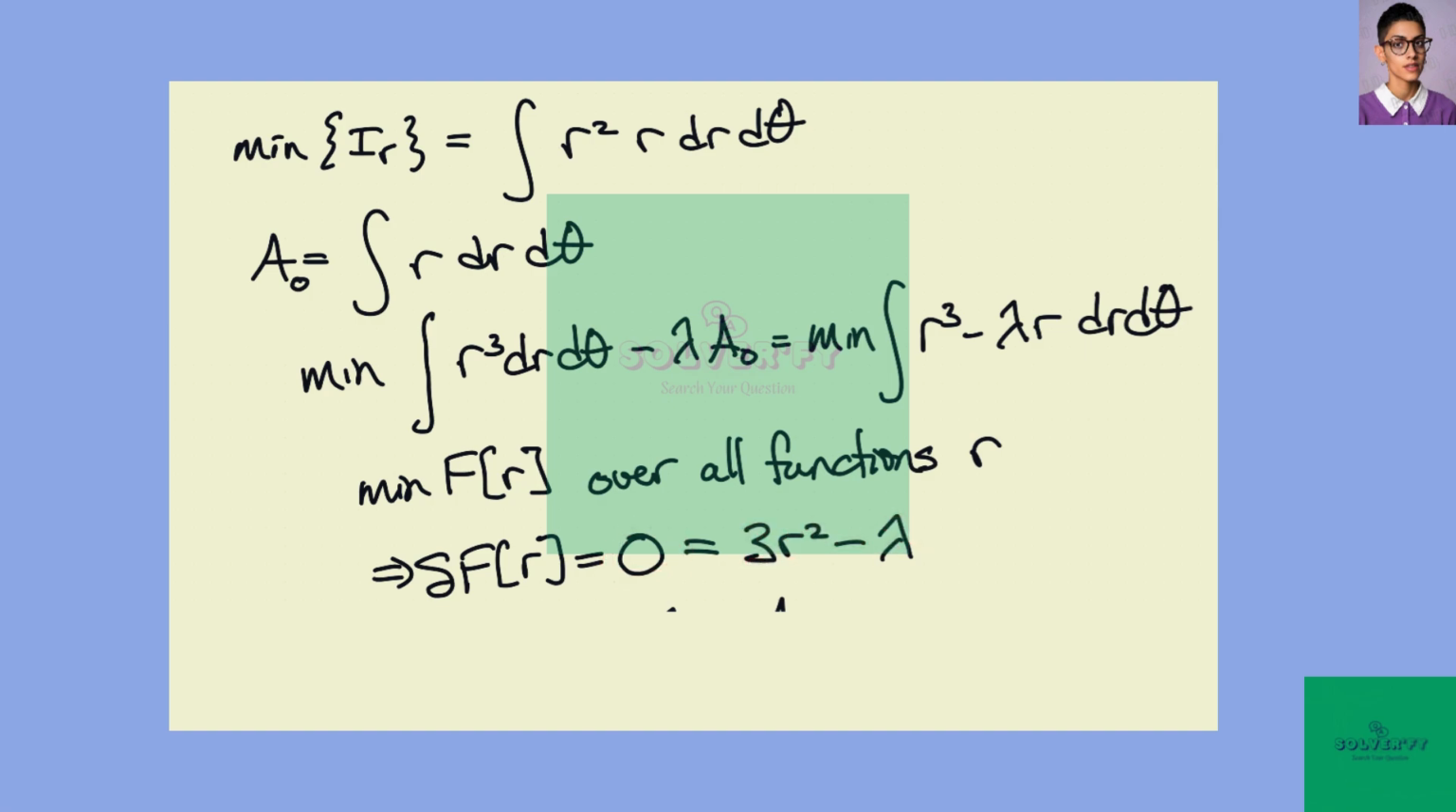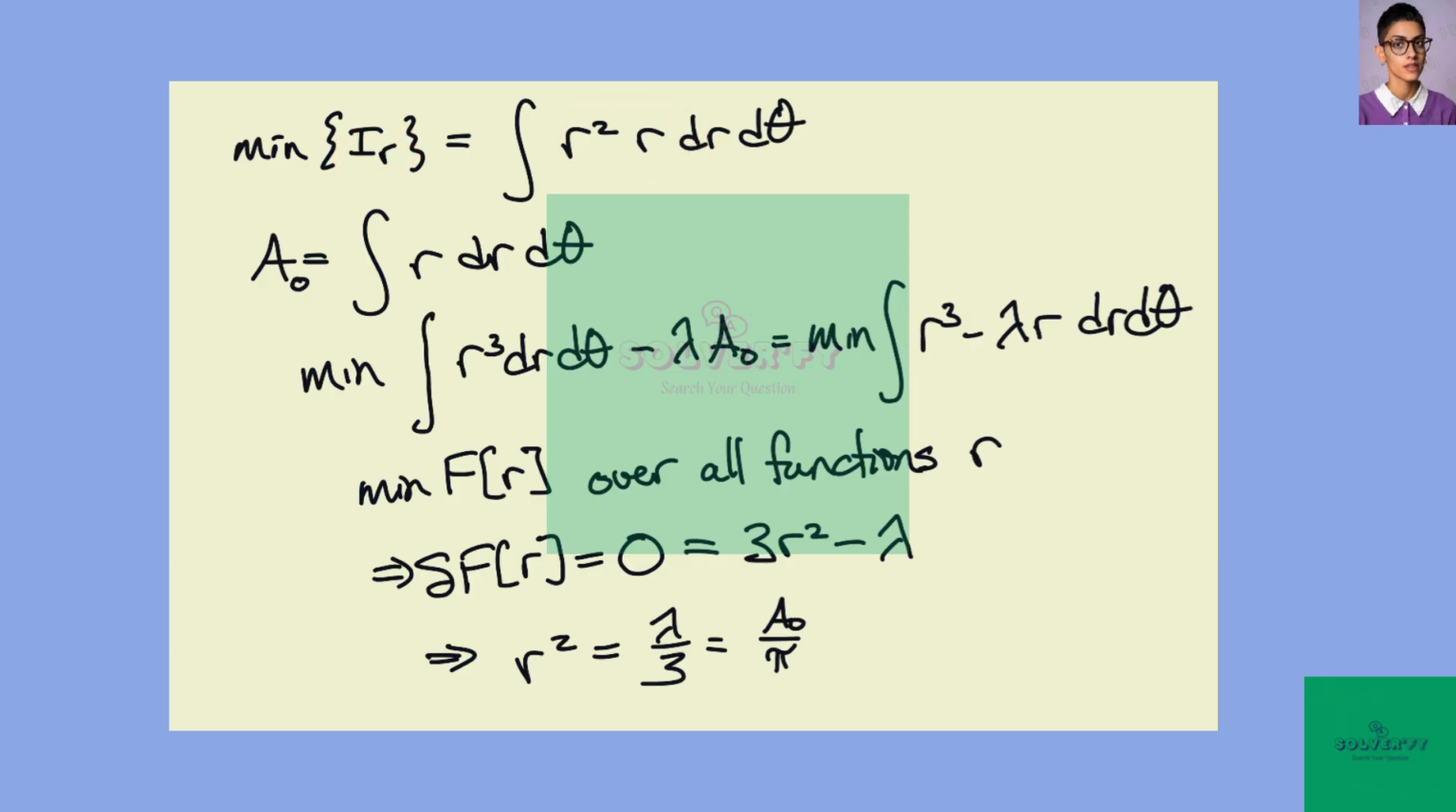Okay, so this whole step here is all about calculus of variations, and you can take a math class on that, probably in grad school. But what this tells us is that r squared equals lambda over 3, and lambda is a constant, so r squared must be a constant, so r must be a constant. So if we're given an area, we can find the radius of the circle enclosing that area, and then we know the polar area moment is that.